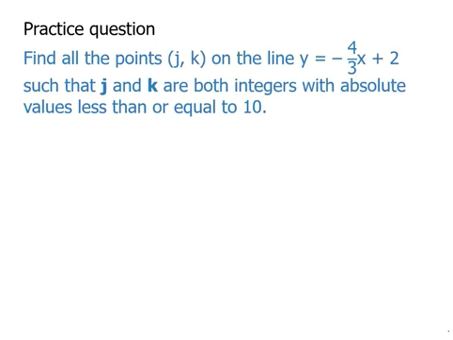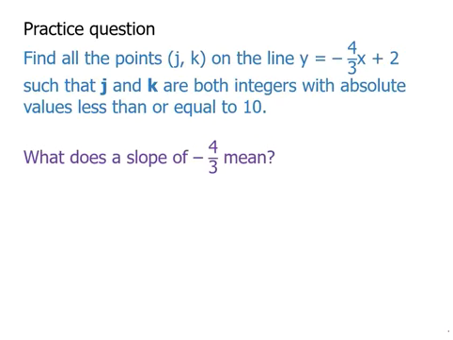Okay, find all the points (j, k) on the line y equals negative 4/3 x plus 2 such that j and k are both integers with absolute values less than or equal to 10. So this is in y equals mx plus b form. The slope is negative 4/3. The y-intercept is positive 2. And so that's the point (0, 2). So that's actually one of the points. That's one point that satisfies this condition. Both the coordinates are integers, and they both have absolute values less than or equal to 10.